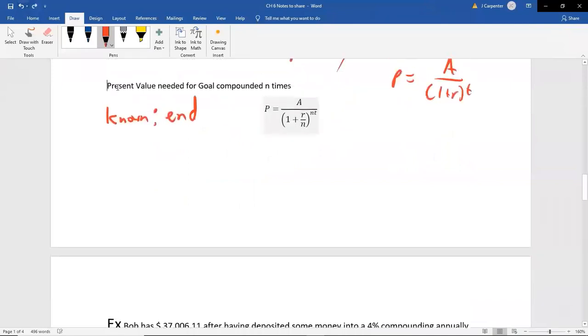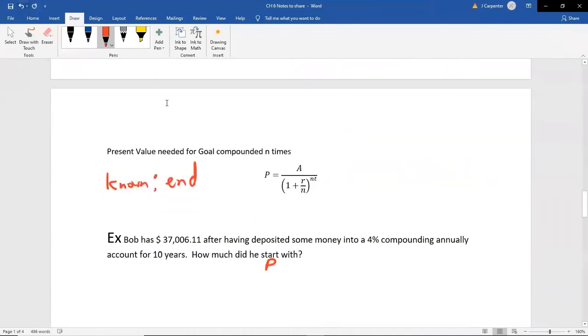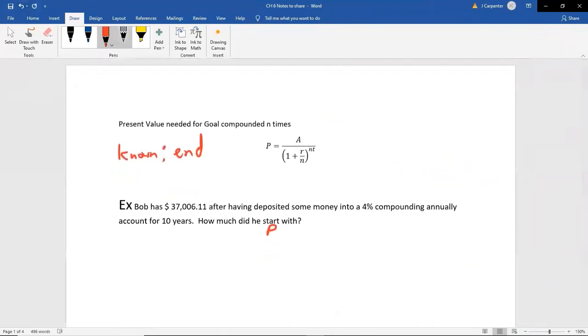Let me just get all this on the same screen. There we go. So the 37,006.11 number, that is not the principal, that is the ending amount. That is this number. And you don't want to be plugging a number into one of these formulas on the side by itself. That's a horrible idea. The 4%, that says your R is 0.04. The 10 years, that's our T.